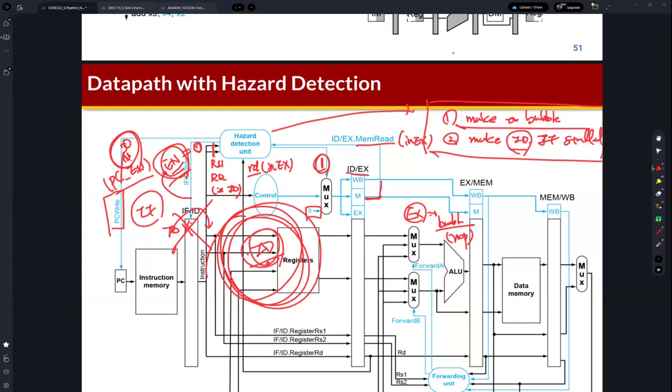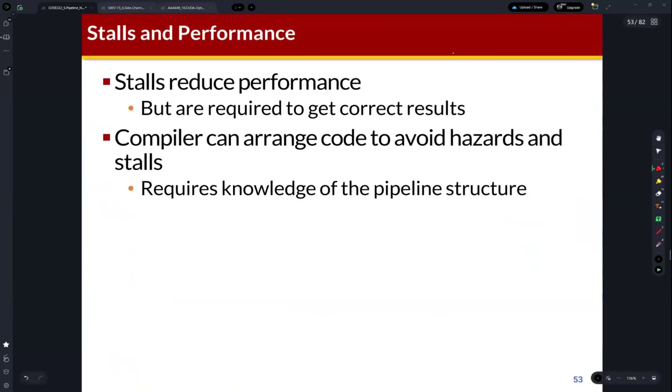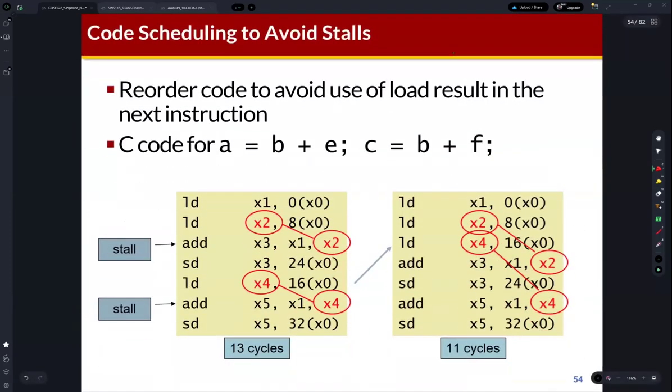Okay, so these are the outputs from the hazard detection unit. By doing this, we can control the load use data hazard. And we already learned that the data hazard causes performance degradation. We can handle these performance drop issues using the compiler technique. So we already handled this issue, right? So I will skip this slide.